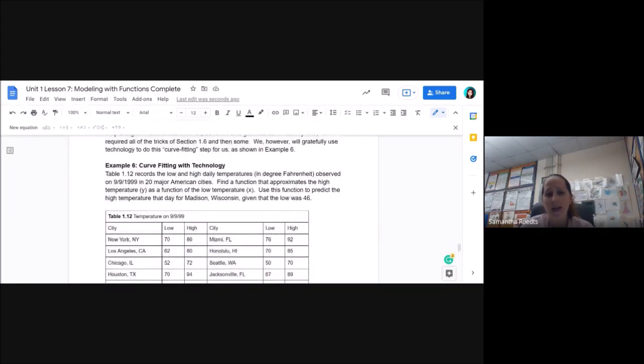Curve fitting with technology. Table 1.12, which is right here, records the low and high daily temperatures in degrees Fahrenheit observed on 9/9/1999, so September 9th, 1999, in 20 major American cities. Find a function that approximates the high temperature y as a function of a low temperature x. Use this function to predict the high temperature that day for Madison, Wisconsin, given that the low is 46.